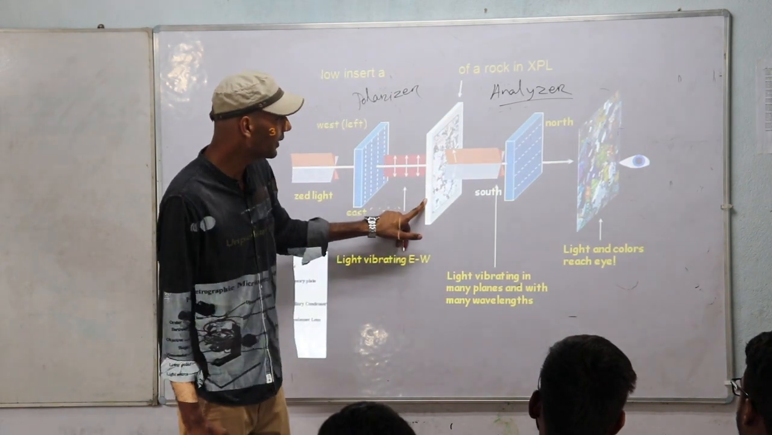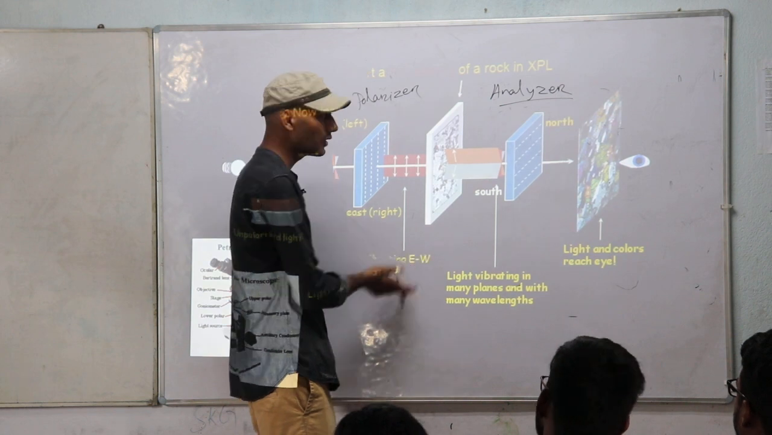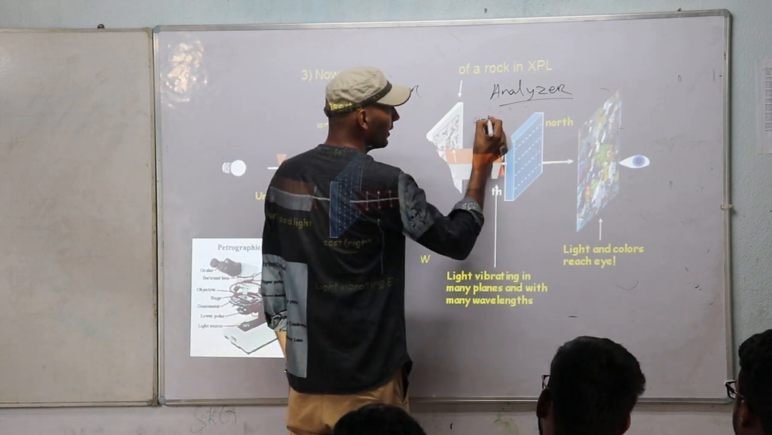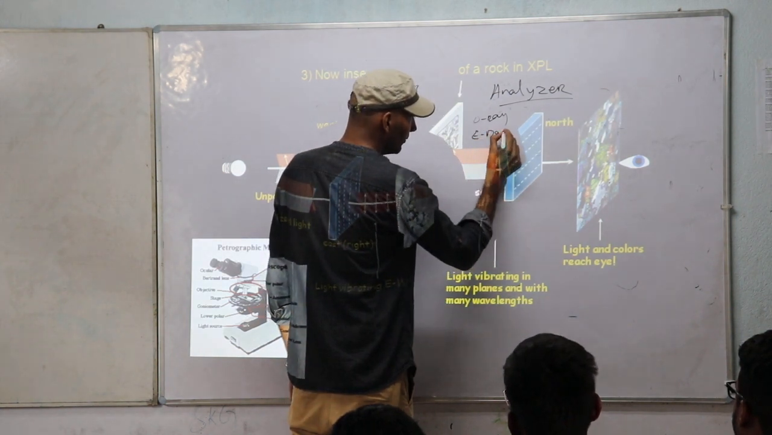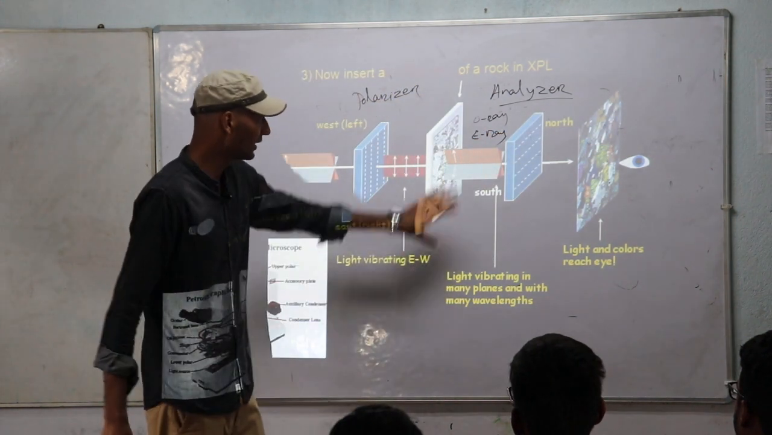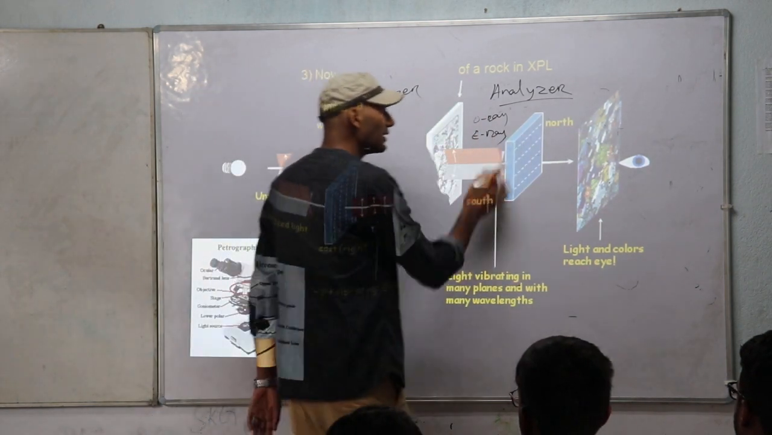Whenever there is an anisotropic mineral, what happens? That ray undergoes double refraction. It will split up into two rays, one ordinary and one extraordinary. Now both this ordinary and extraordinary ray again enter the analyzer.